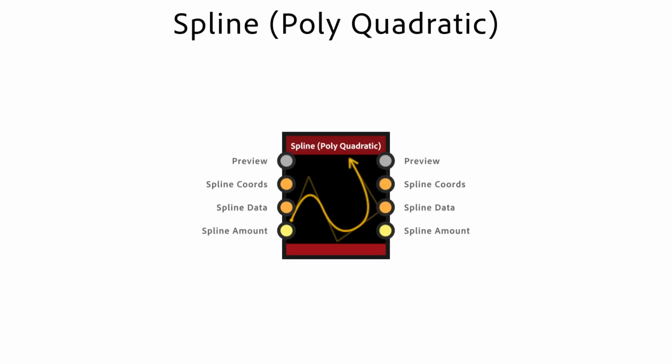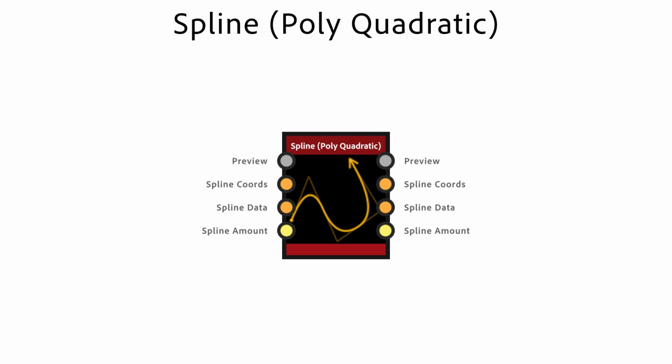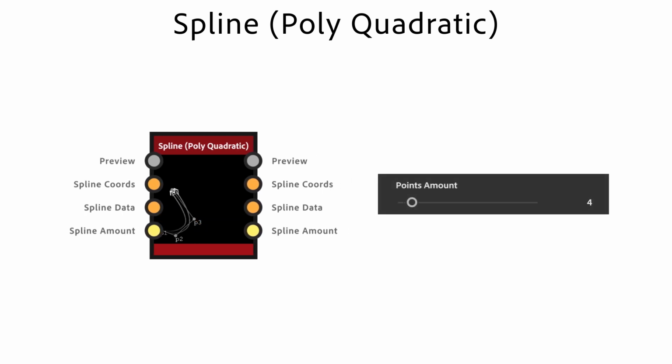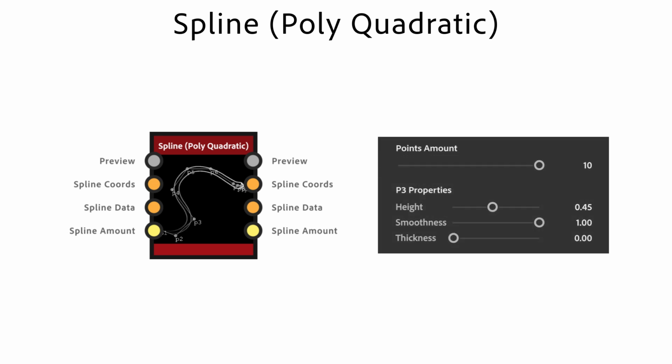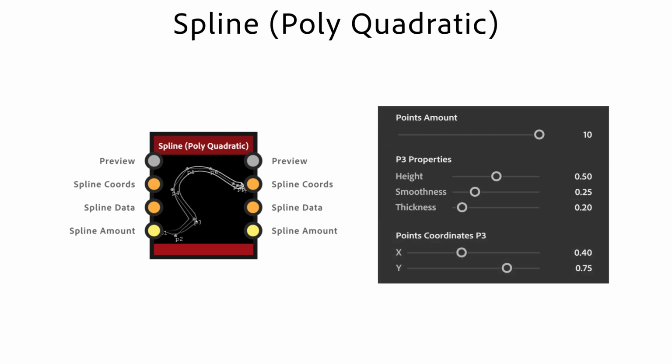The polyquadratic spline node generates a spline along several points that you can place directly in the node or using a point list node. Use points amount to control the amount of points to build the spline. Points properties are used to control the height, smoothness, and thickness of the spline segments. Points coordinate sets the position of the points in texture space.